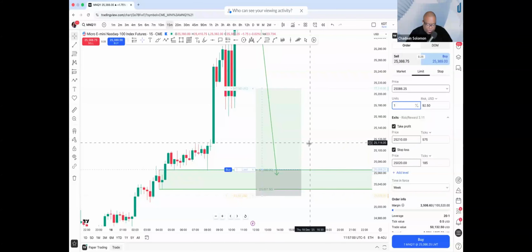This is a fractional contract, because we're using the MNQ, which is a fraction of the NQ. On the NQ, if we were to try and put in one now, it would be a massive amount. So this is like a division of 10.